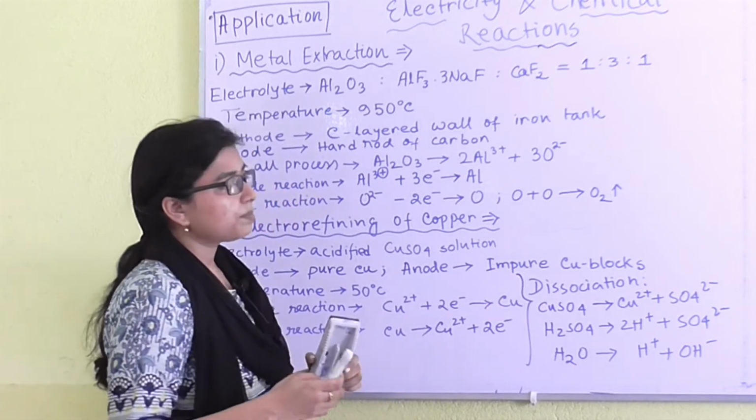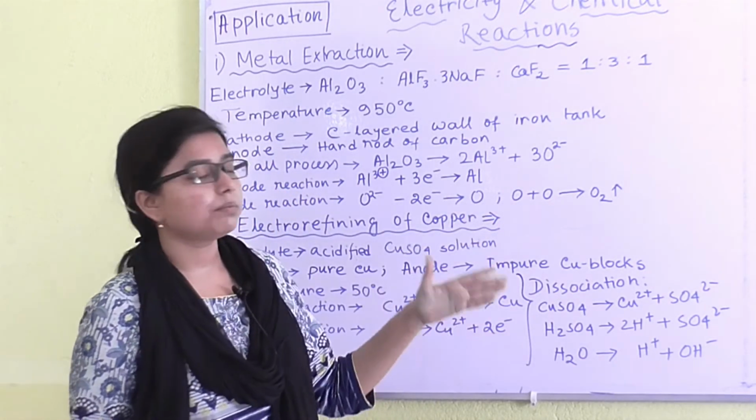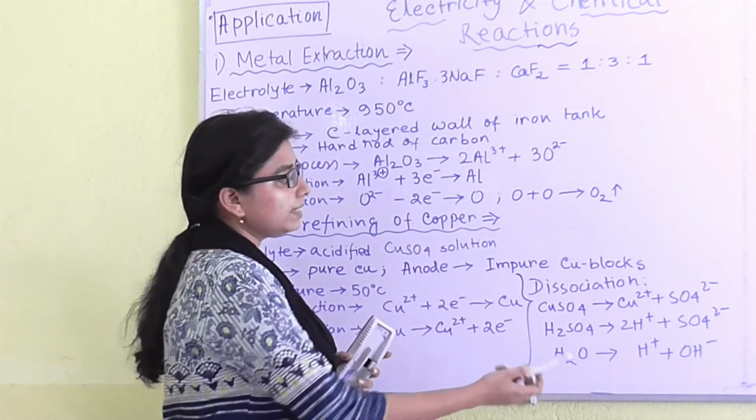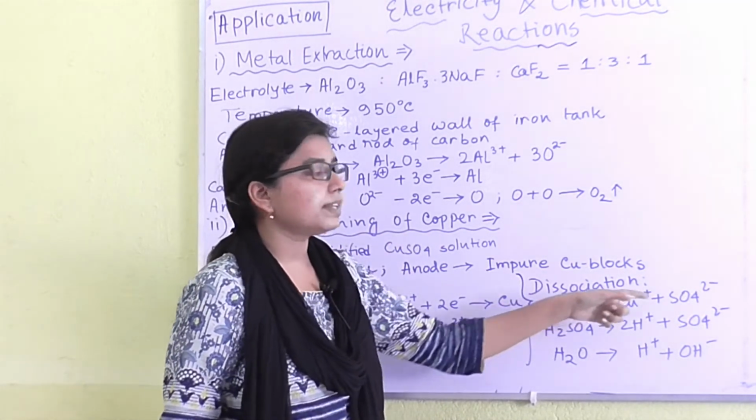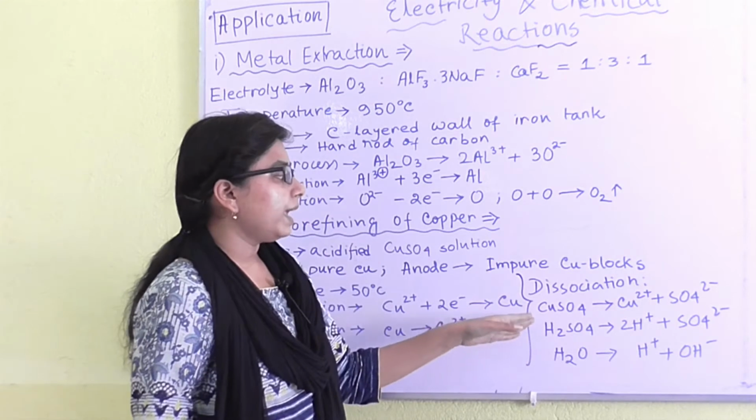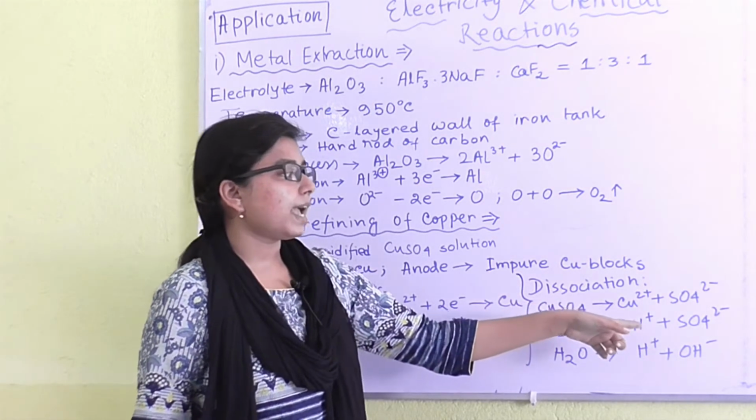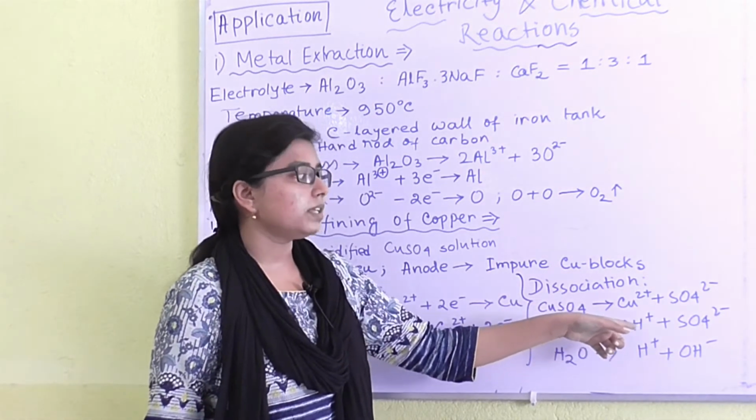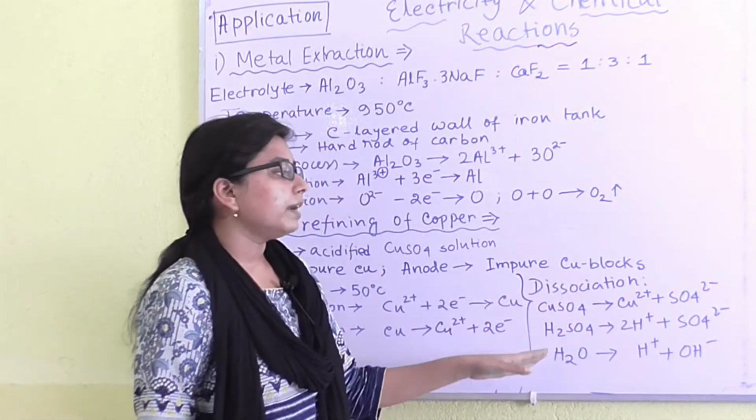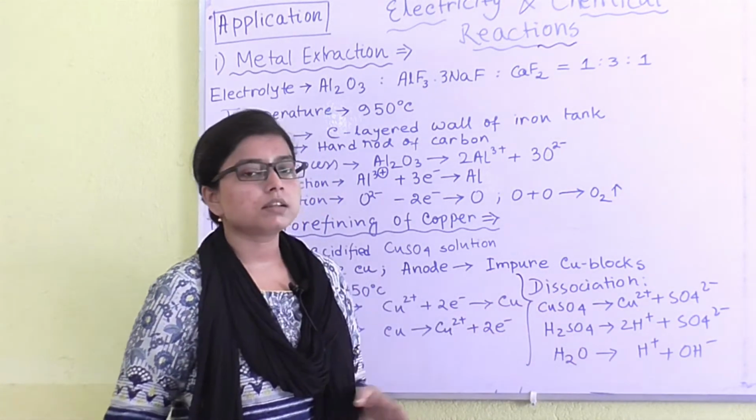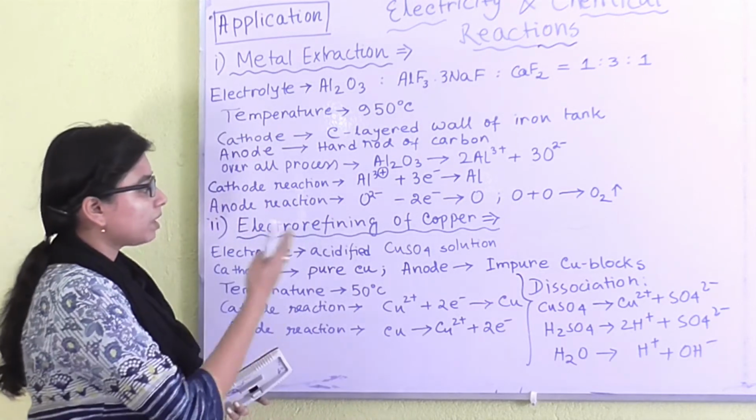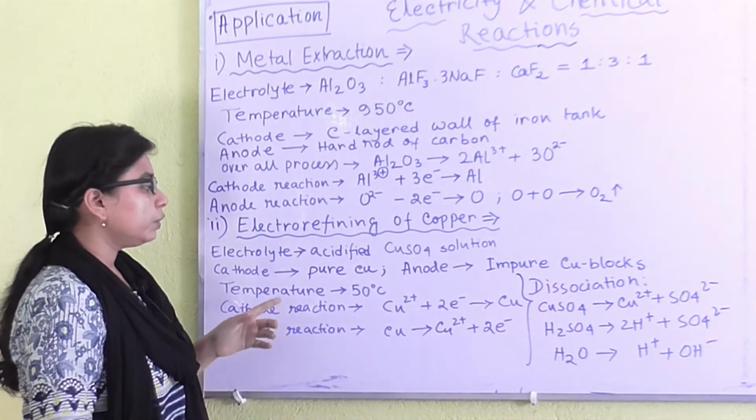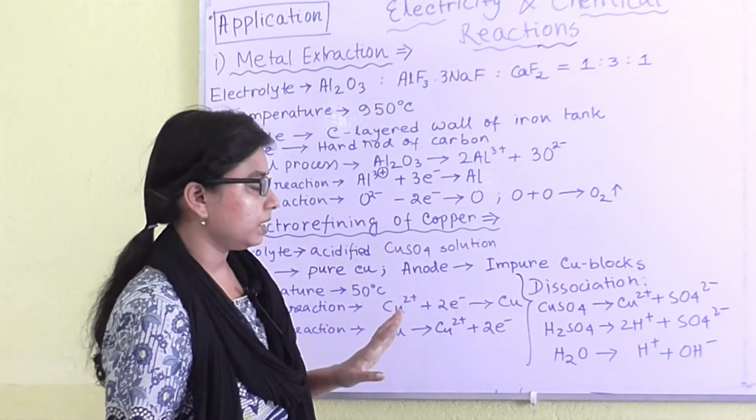Now, if we observe the dissociation in the whole process, copper sulfate will dissociate, forming Cu2+ ion and sulfate anion, H2SO4 will dissociate as 2H+ ion and sulfate ion, and water will dissociate as H+ and OH- ions. The whole process will be carried out at 50 degrees Celsius.